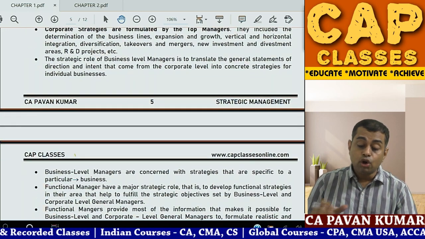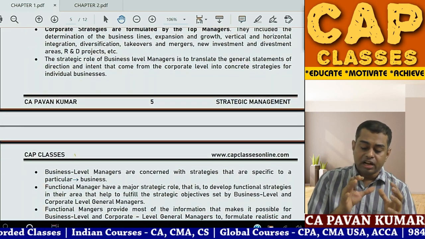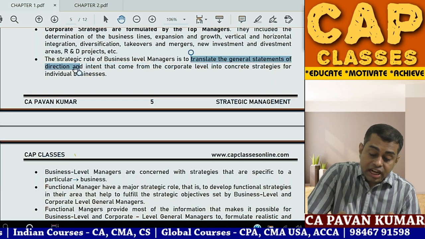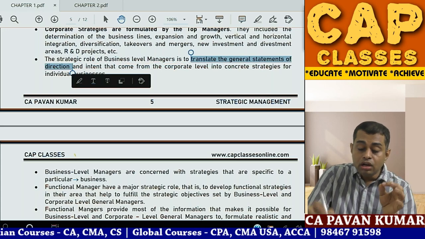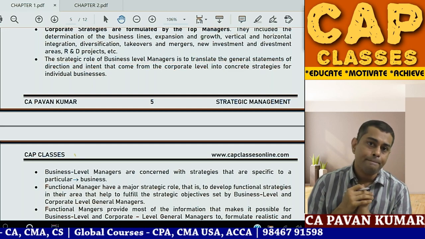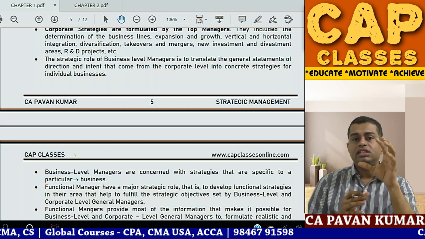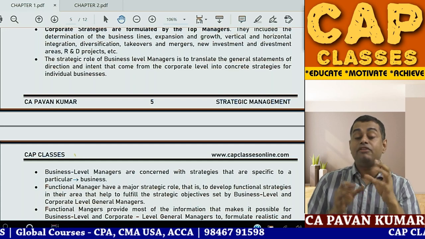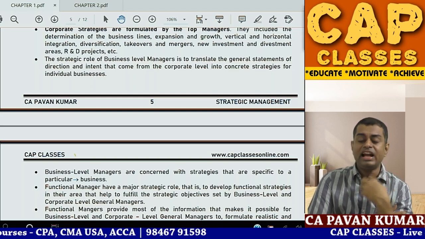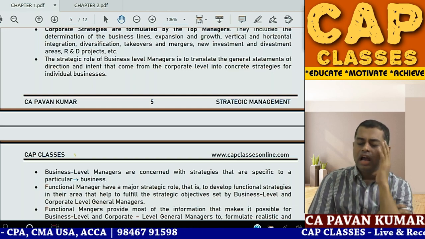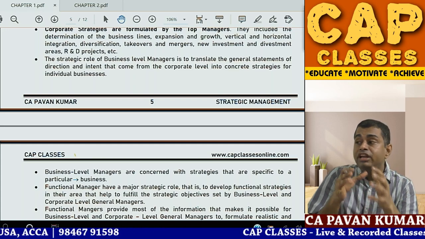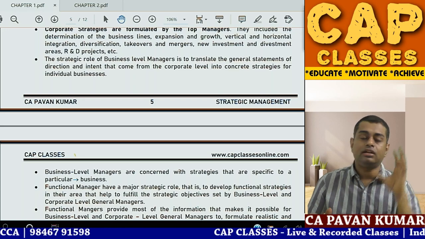Then the strategic role of business level manager. So first one is about corporate level, second one is about business level. Translate the general statement of direction into a workable individual business plan. So your board of directors said, hey, dear business manager, we want to achieve this. In the meeting, I attended and said, okay, sir, I understand. So when I come back to my division, I will develop a plan. This is what top level management wants. How can we put that into our business and how can we achieve that?